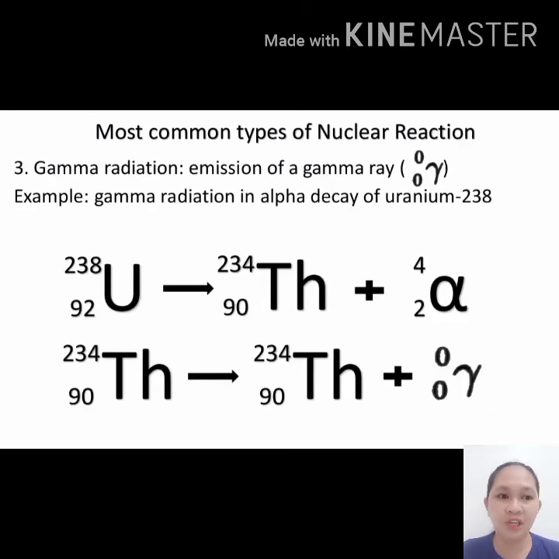Next is gamma radiation or emission of gamma ray. So, ang example natin dito is gamma radiation in alpha decay of uranium-238. So, makikita natin dito sa unang example, dito nangyari yung tinatawag nating alpha decay. So, ang ating element is uranium na mayroon siyang atomic mass of 238 and atomic number of 92. So, yung ating alpha particle has superscript of 4 and subscript of 2.